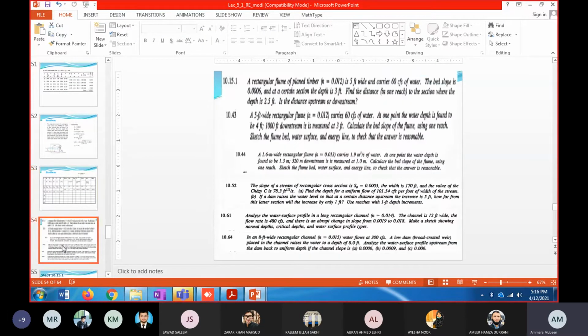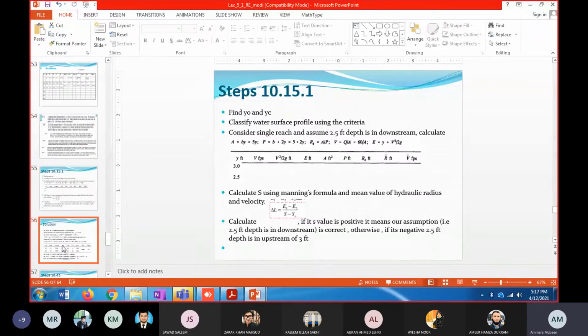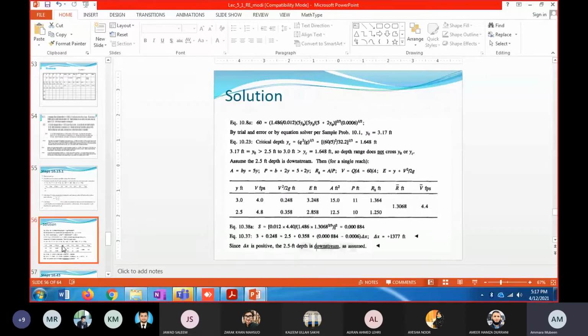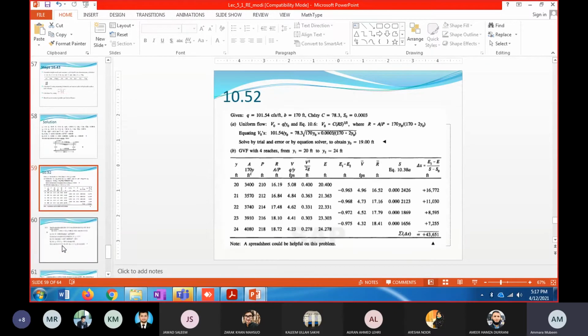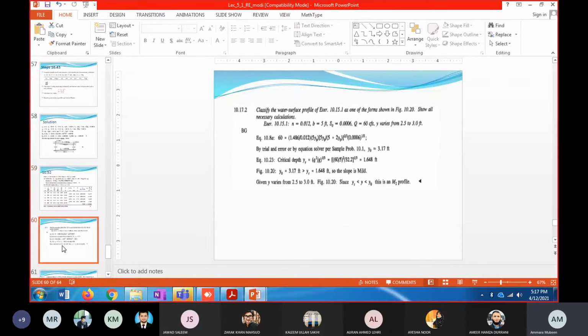But let me show you some examples I have saved in this presentation. You must check those examples. I have also kept the solution of all these examples in the presentation. So kindly try to do these questions for practice. There are some questions in which you need to classify the water surface profile, and this question is also related to the direct step method. We'll be discussing it in a short while.